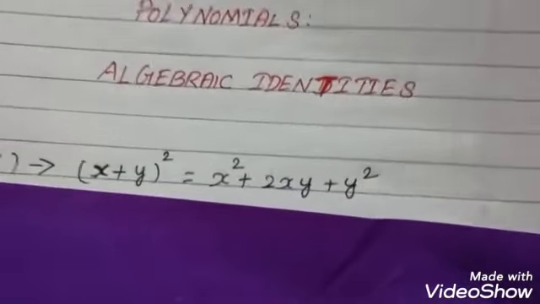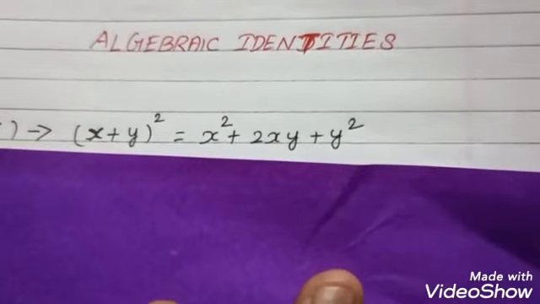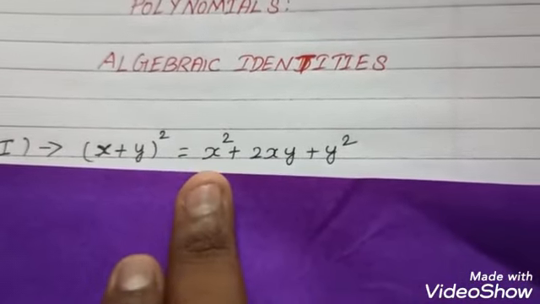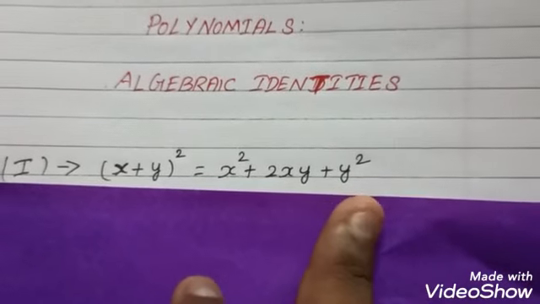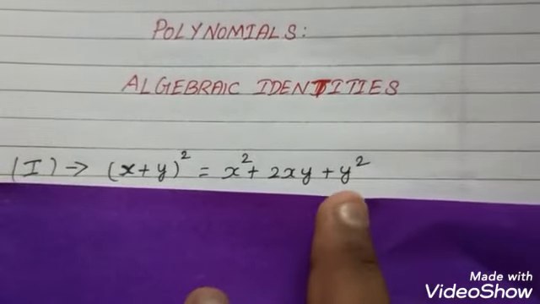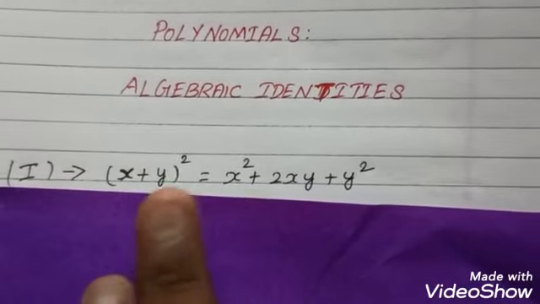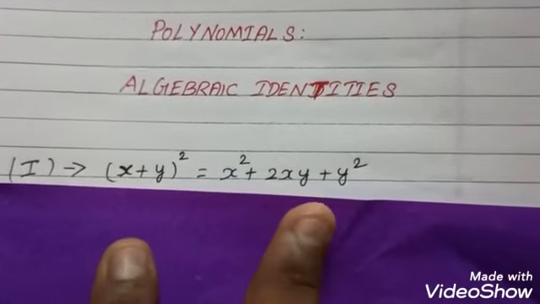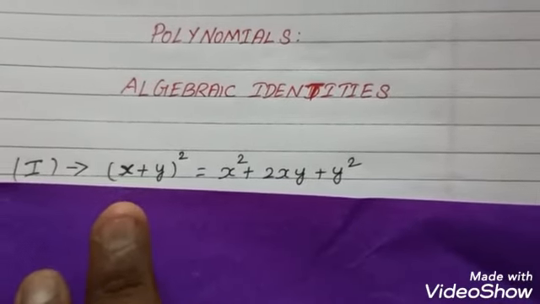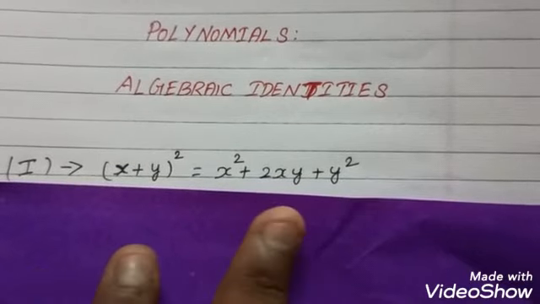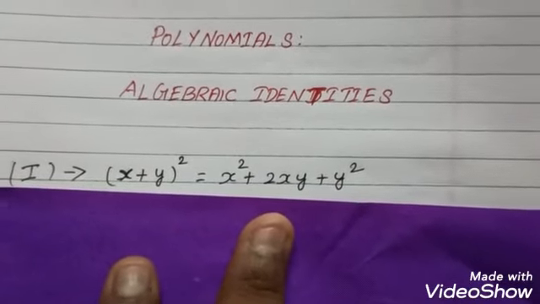The first identity is (x plus y) the whole square. The expansion is x square plus 2xy plus y square. This identity can be solved from this type to this one or this one to this type. You have to expand it or reduce and simplify it, whatever it is, using these identities.